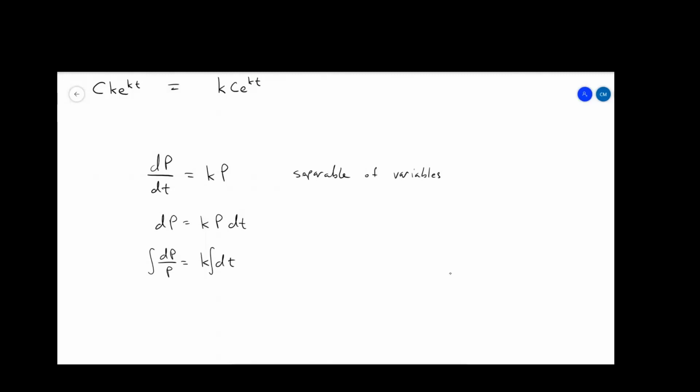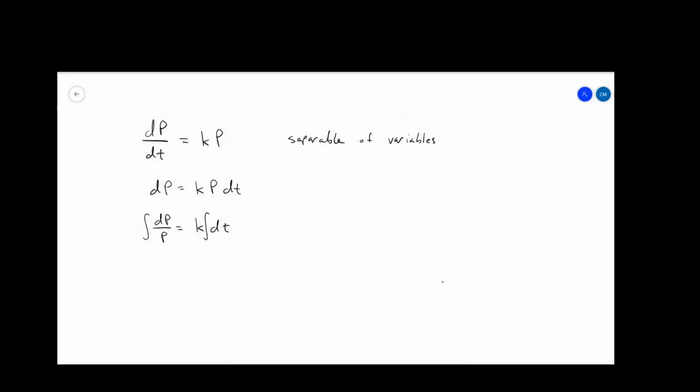And so now we just integrate both sides with respect to whatever variable we see. In this case, on the left side, we have a p. What's the integral of dp over p? Integral dp over p, what would that be?